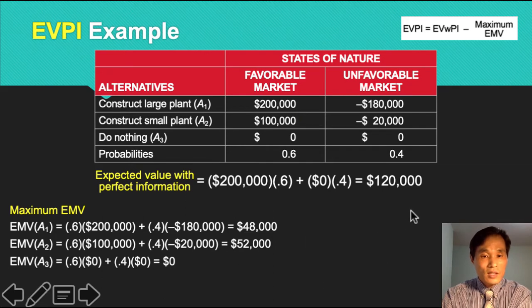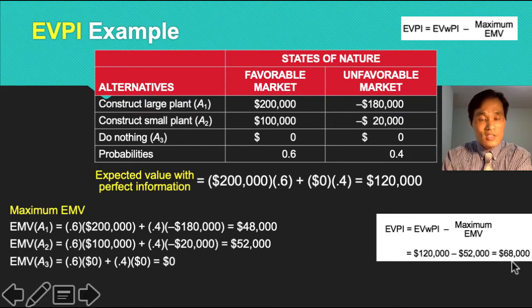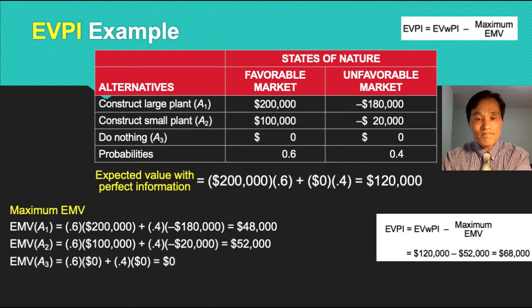So I found that the expected value with perfect information is $120,000 and maximum EMV is $52,000. So you subtract that from $120,000 and you get EVPI, expected value of perfect information, and that is $68,000. So this is how you calculate and learn EVPI. And the thing is that for EVPI there's no formula. You have to think of it and choose that value yourself. So that can be confusing. But once you understand what it means, it will not be confusing to you as much.